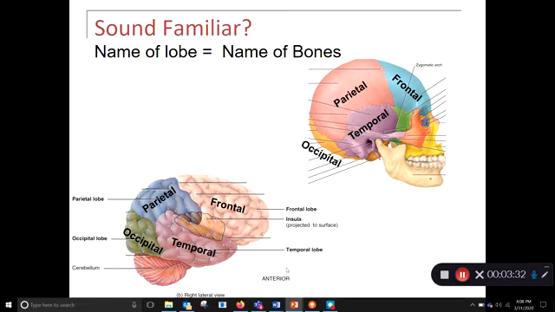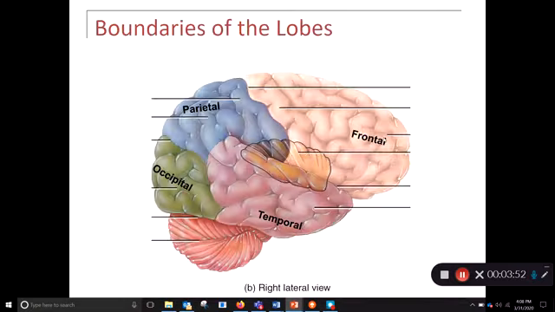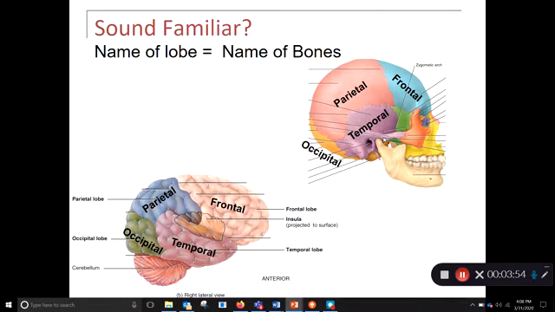Now, here is how you can hopefully remember this if you've learned your cranial bones. If you look at your frontal lobe, guess where it's underneath? Your frontal bone. Your parietal lobe, guess what? It's underneath your parietal bone. Your occipital lobe, guess what? It's underneath your occipital bone. And what do you know? There it is, the temporal lobe underneath your temporal bone. I just love it when they do that. That makes life so much easier.